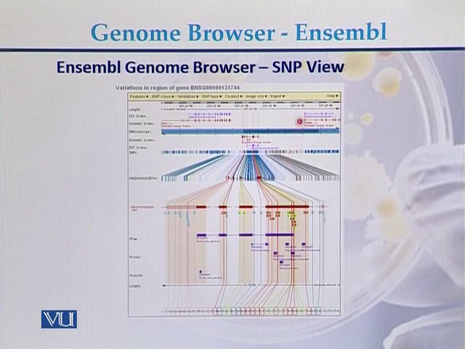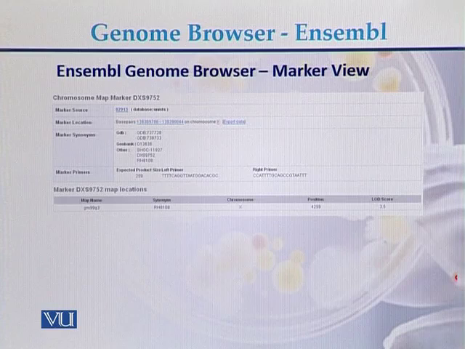This is the SNP, single nucleotide polymorphism view. With the help of Ensembl Genome Browser, we can see the single nucleotides that have been shown here. So this is the SNP view of Ensembl Genome Browser. With the help of Ensembl Genome Browser, we can also view the markers which are present on the genome.